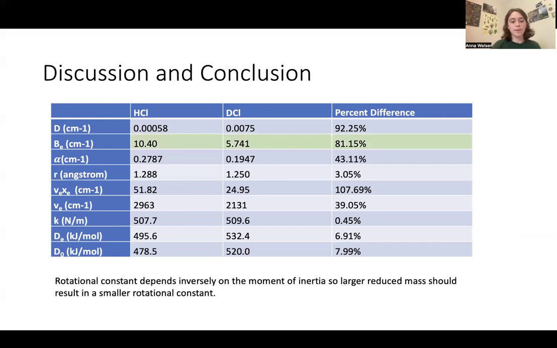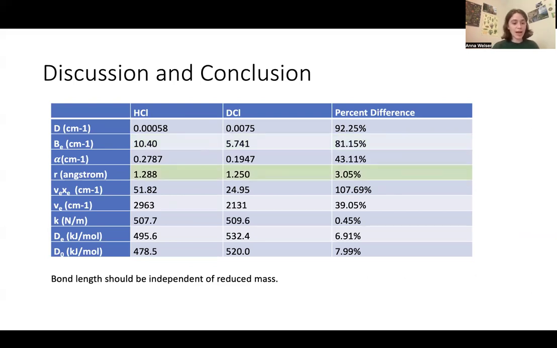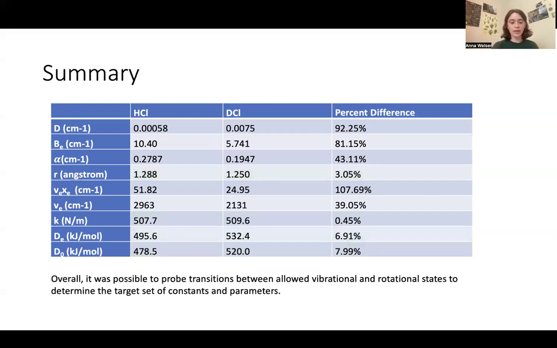First, we can clearly see that the rotational constant depends inversely on the moment of inertia, so the larger reduced mass should result in a smaller rotational constant. And that makes sense. With a smaller moment of inertia, it takes less to undergo a rotation. We can also see a similar relationship of being about double for HCl relative to DCl for other terms that also depend on reduced mass. Contrastingly, the bond length does appear to be independent of reduced mass, which makes sense because the electron configurations, electronegativity, and energy levels, things that control bonding, do not really differ between HCl and DCl.